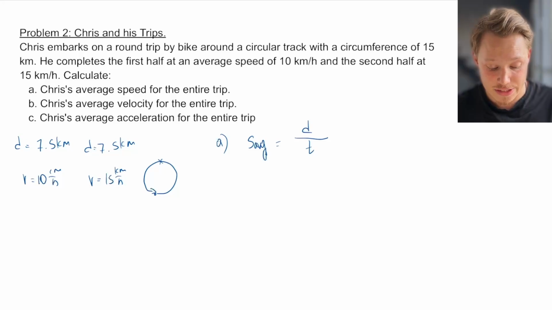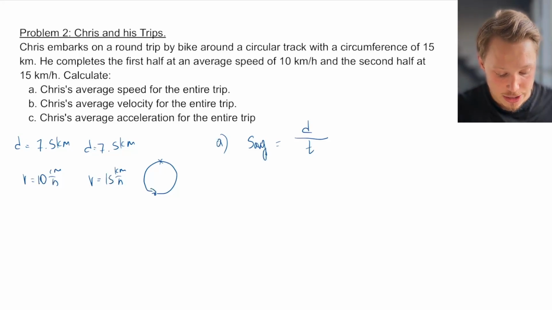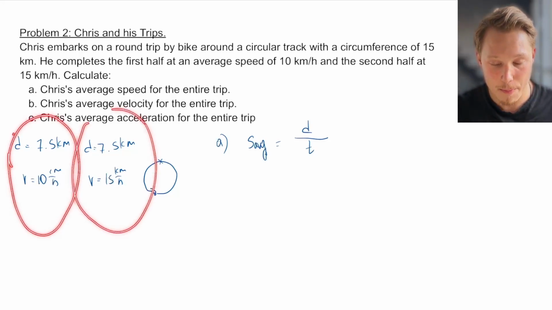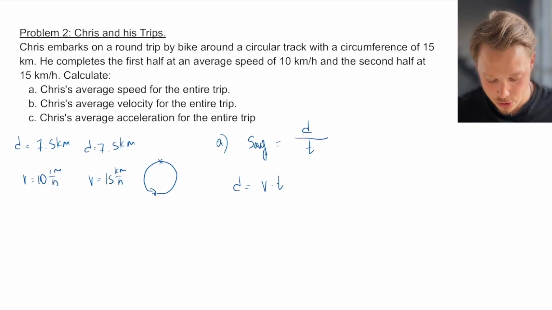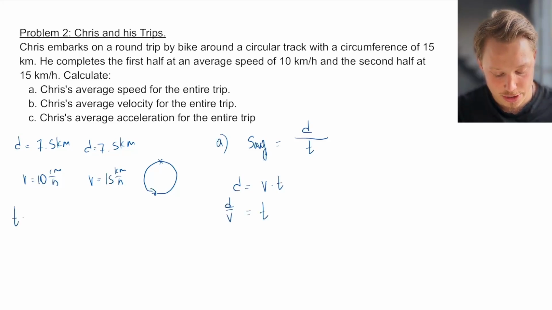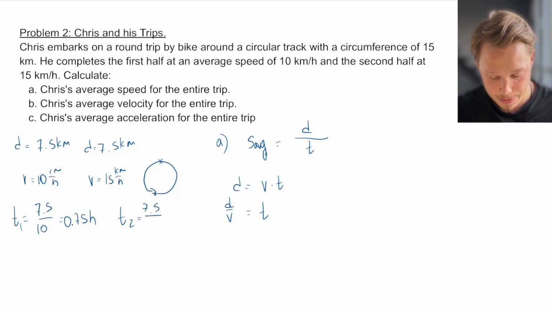Now, of course, we don't have time in this case. Let's calculate the time that it takes to basically cover the first and the second half. Now, distance is equal to velocity times time. So time is going to be distance over velocity. Meaning you can calculate the time here, which is going to be distance, 7.5 kilometers over 10, or 0.75 hours. And you can calculate the second time right here, which is 7.5 divided by 15, or 0.5 hours.